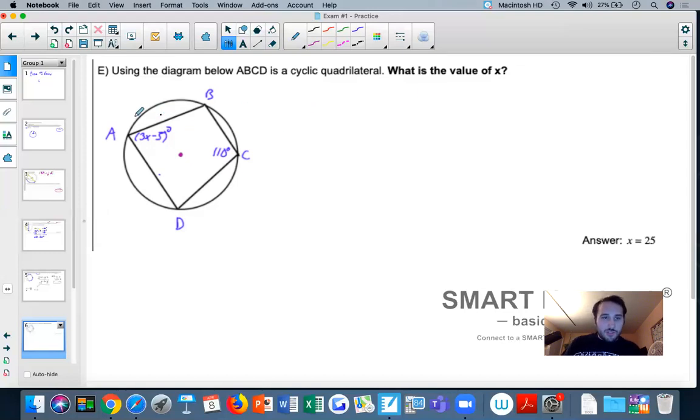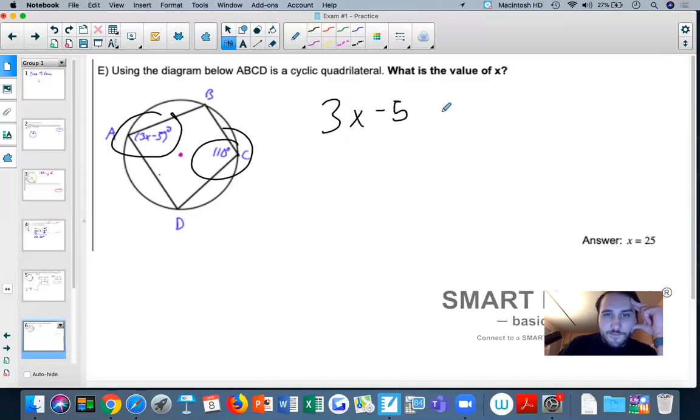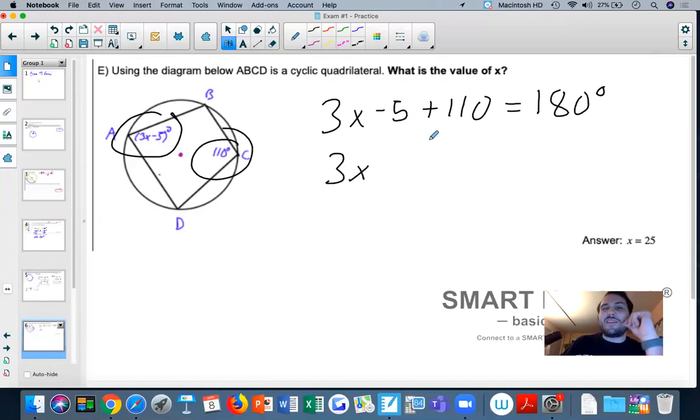We want to solve for x, so somehow I need to relate these two expressions. Well, they're opposite angles. The fact that I know is that opposite angles in cyclic quadrilaterals are supplementary. So 3x minus 5 plus 110 is 180 degrees. Okay. I'm going to simplify 3x. Now, negative 5 plus 110 is 105. Solve for x. Subtract 105 on both sides.